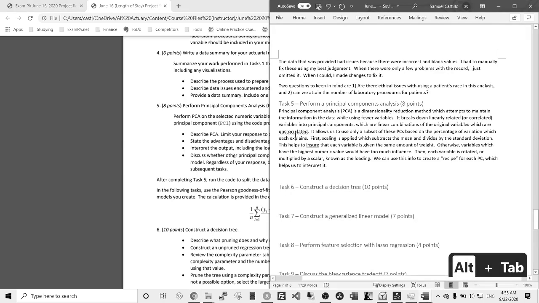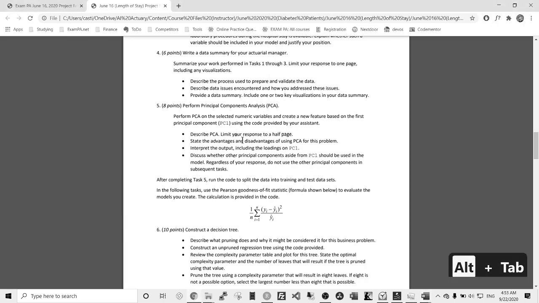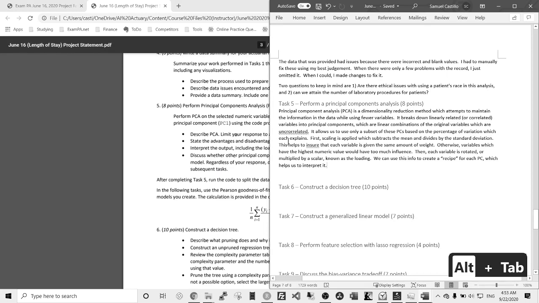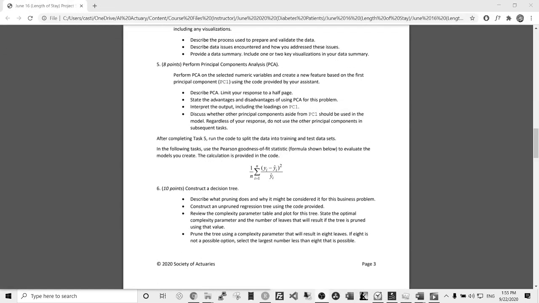So they really expect, I believe this is saying limit your response not just to describe PCA, but no, the way that I would read this is limit your response to half a page refers to just this description, not the total question. So they really expect you to be doing a lot of writing on this task. State the advantages and disadvantages of using PCA for this problem.